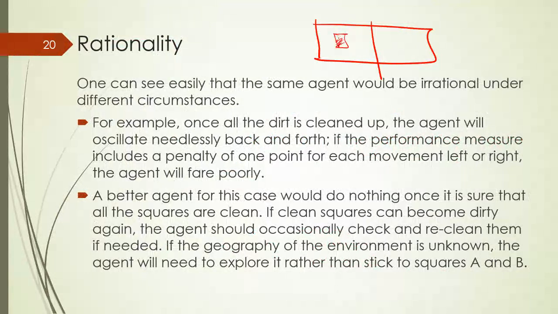If this is my agent, I'm going to award you for each square clean over time step, and I'm going to punish you, give you a penalty for each square being dirty over time. So if I punish it for dirt in each square, it starts going from here to here continuously, regardless of whether it's clean or not. It just continuously moves around.